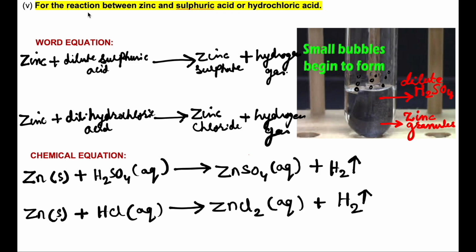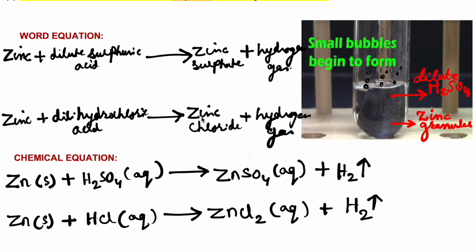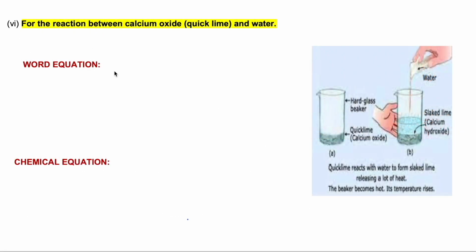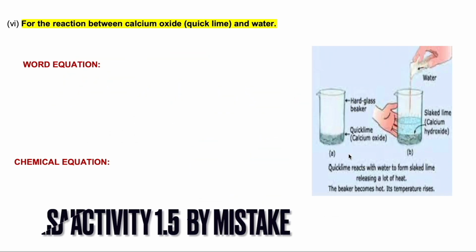Thus we see in this chemical reaction between zinc and sulfuric acid or hydrochloric acid, zinc sulfate or zinc chloride is formed with the evolution of hydrogen gas. Children, I hope by now you have understood how to write the word equation and chemical equation of any chemical reaction along with their physical states. Now, let us discuss activity 1.5 in our NCERT.